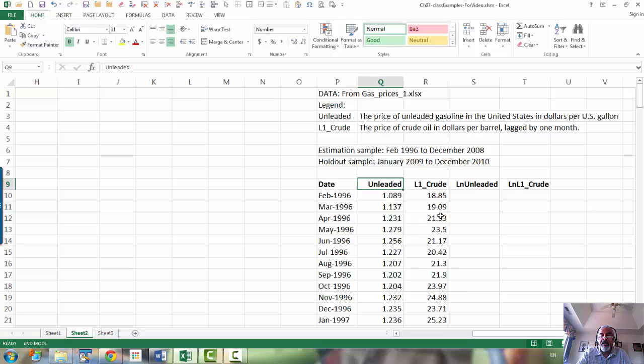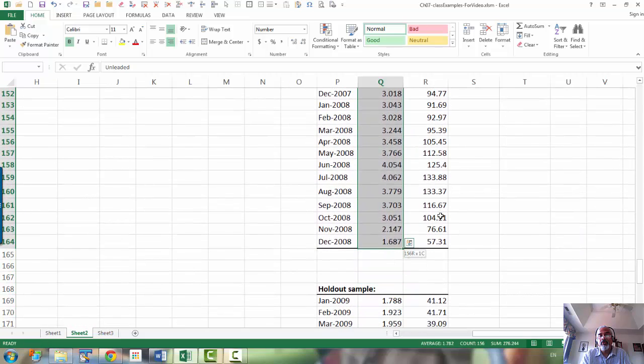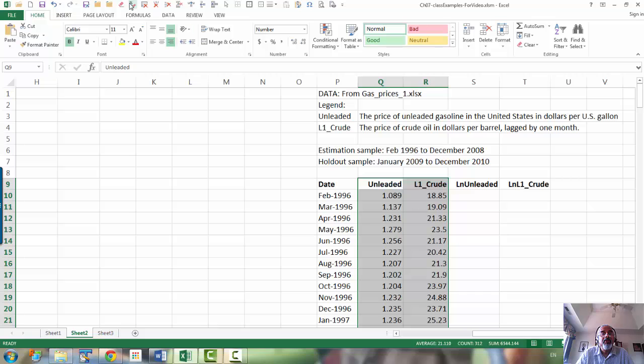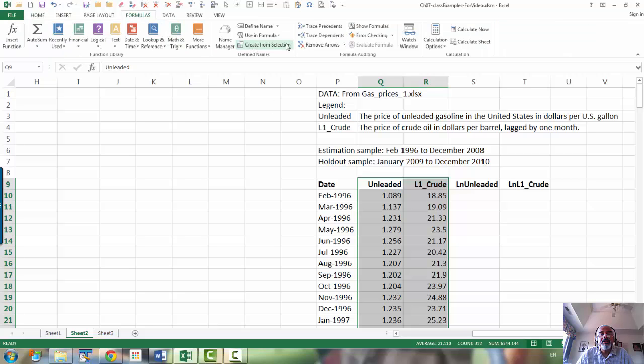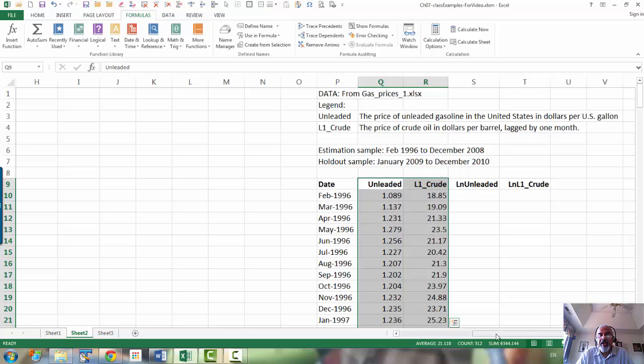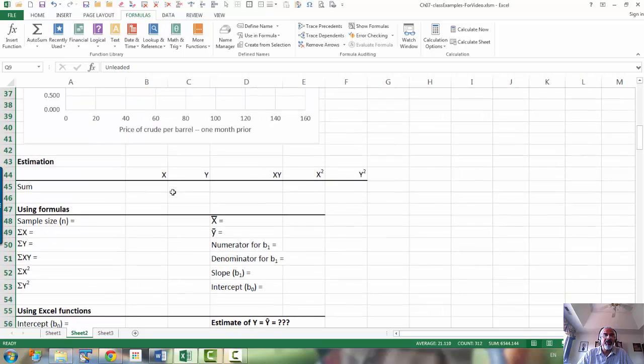Highlight. So now we are only using the estimate, not the holdout sample. Only the estimate, so these two columns. We have the names at the top, so go to Formulas, Create from Selection, and Top Row. Now we have named these two columns, and that makes setting up these formulas a lot easier.